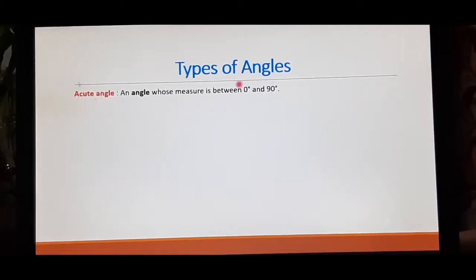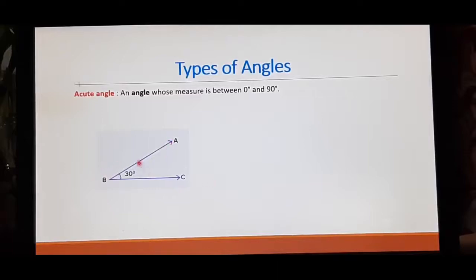Acute angle. Basically, the types which we are going to study now are based on the measurement, on the value of the degree. First one is acute angle. An acute angle is an angle whose measure is between 0 and 90 degrees. If any angle lies between 0 and 90, that angle is known as an acute angle, and this is how it will look.